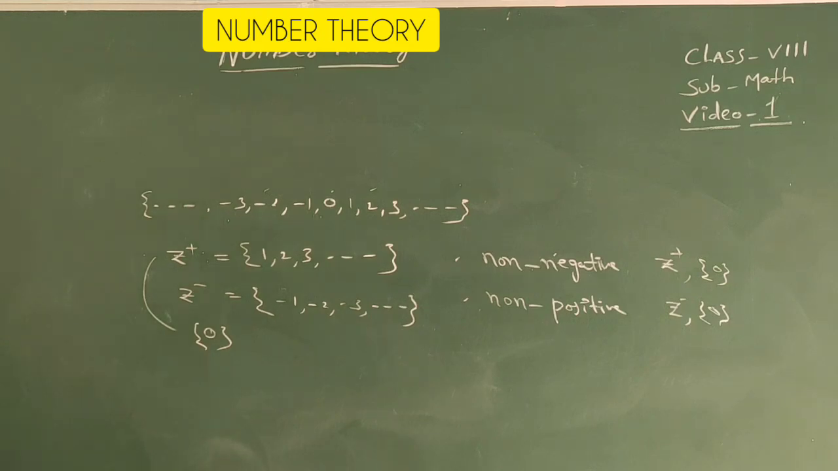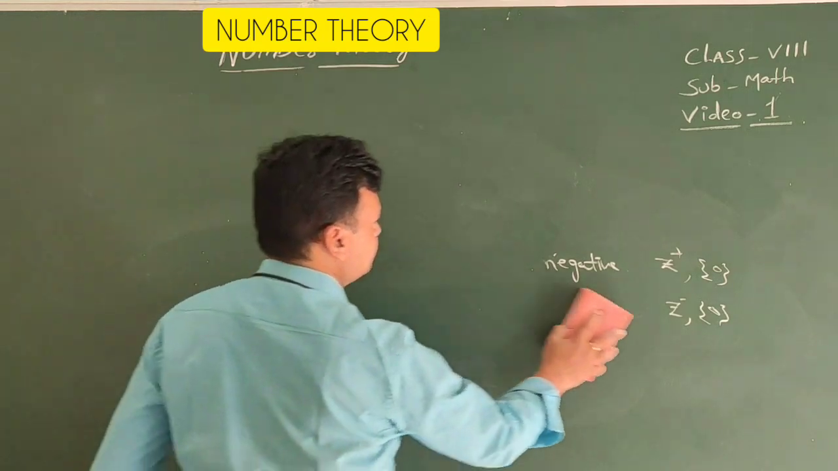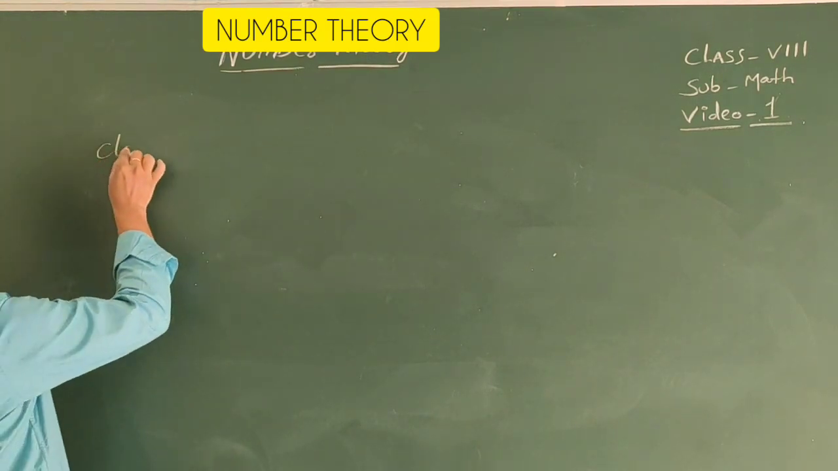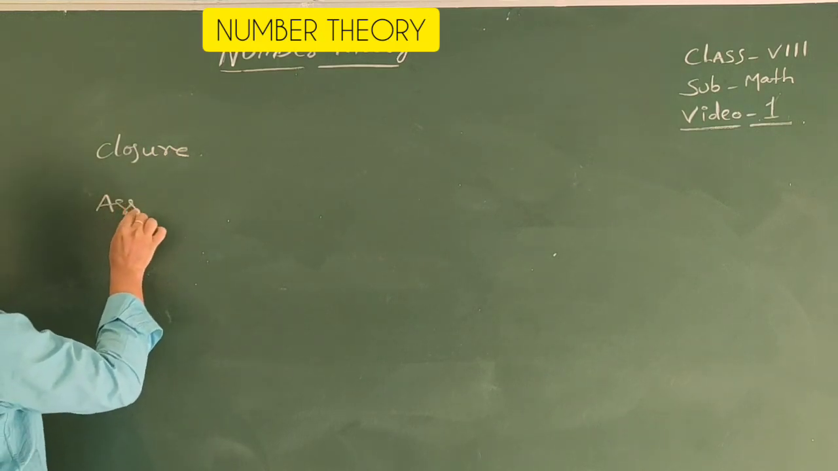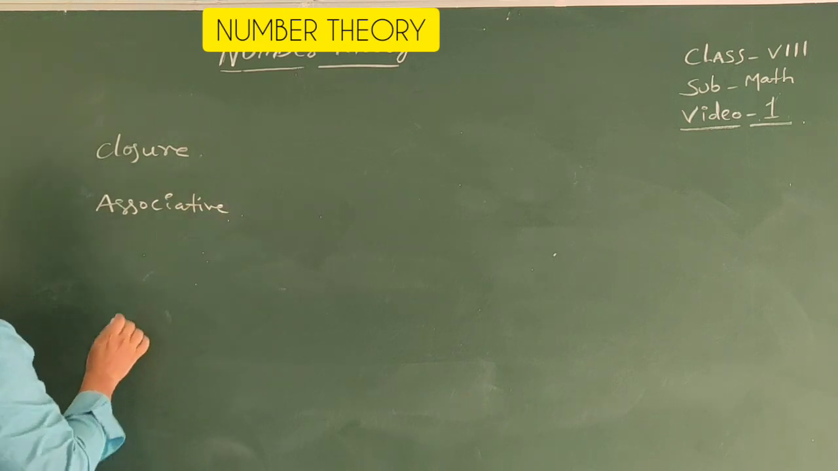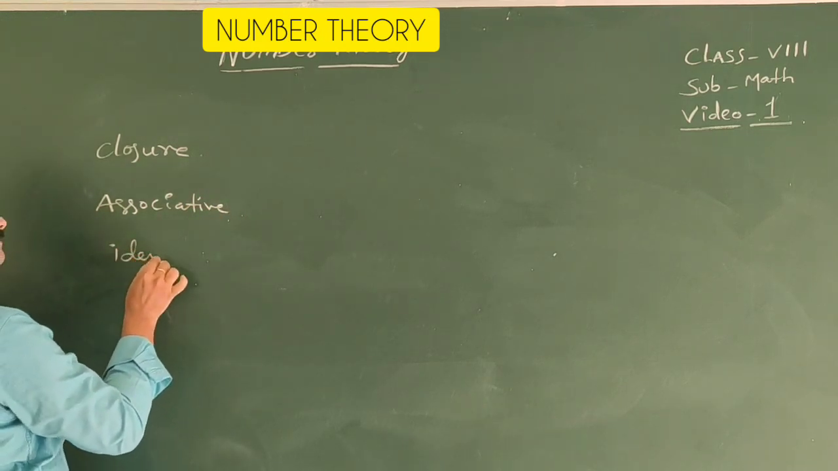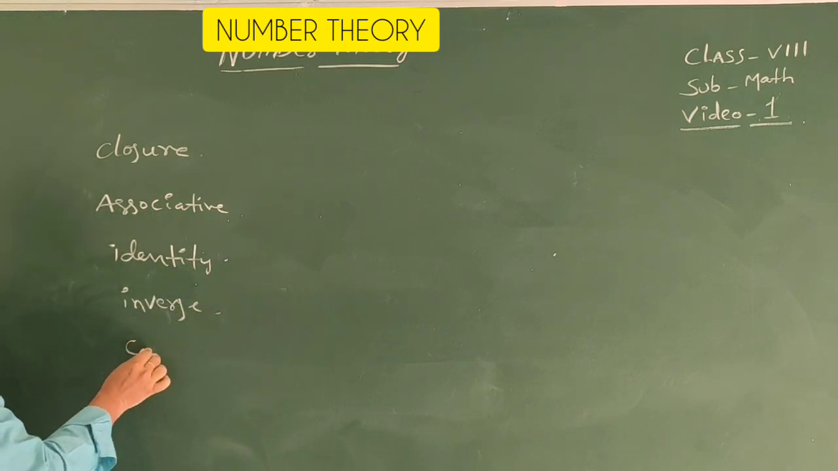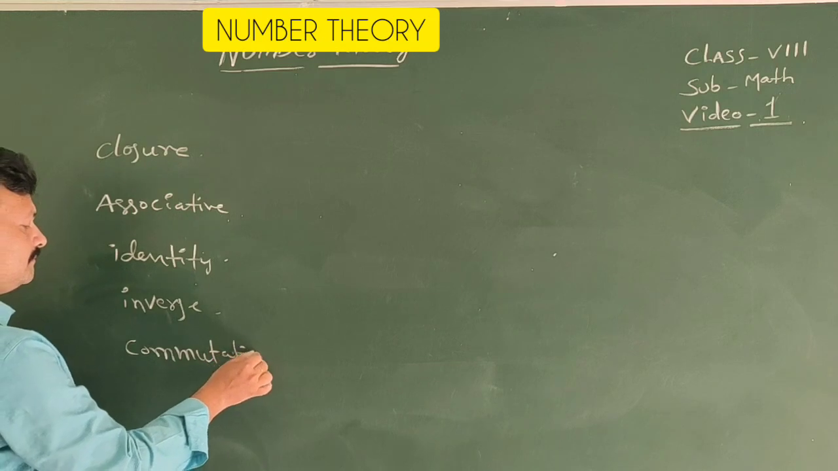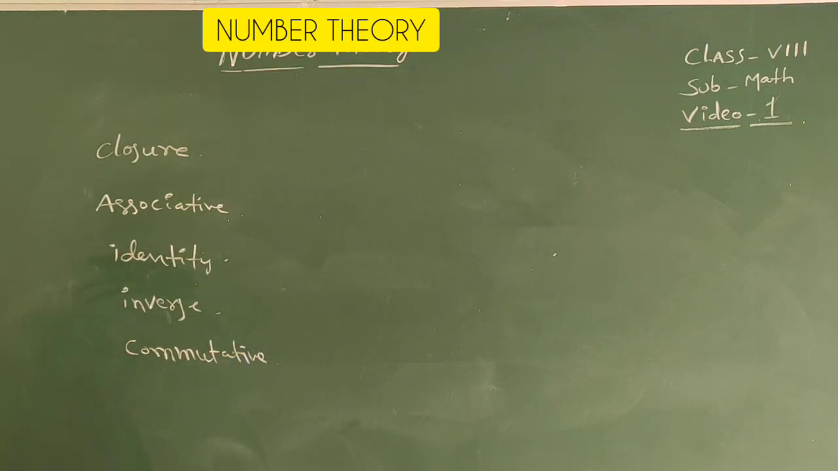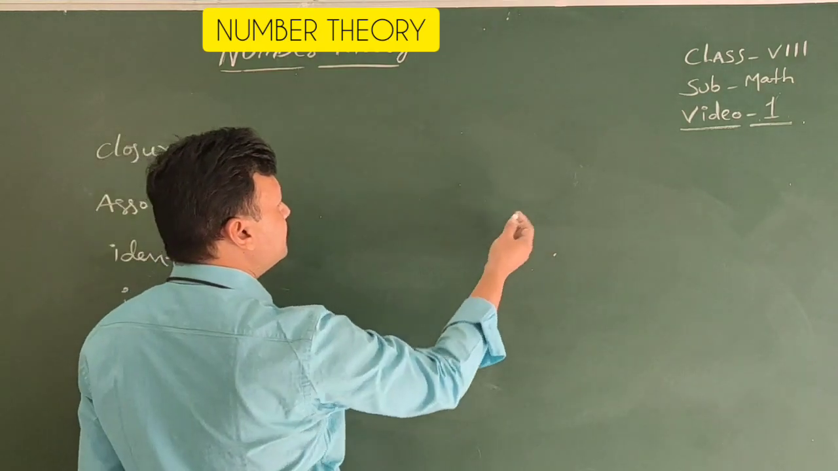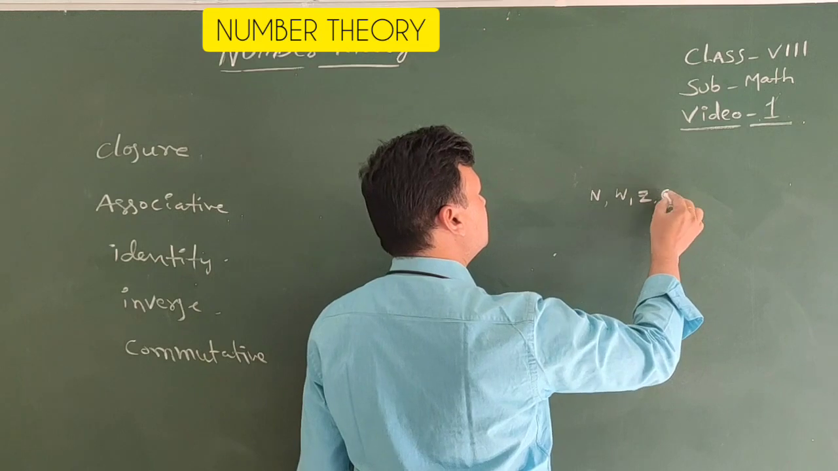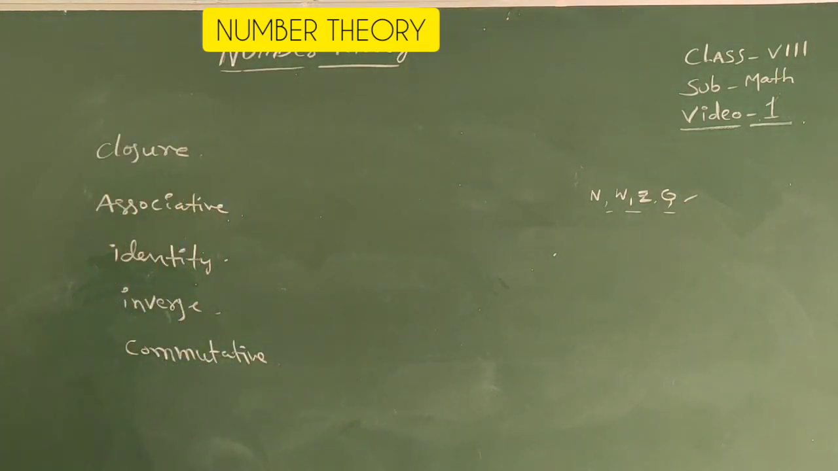Okay. Next, properties of numbers. Here we have closure, associative, identity, inverse, commutative, distributive. Closure. I am explaining in terms of all number systems: natural, whole, integers, rational, irrational, real, whatever it may be. Till rational numbers is enough, because we have rational numbers as the first chapter.